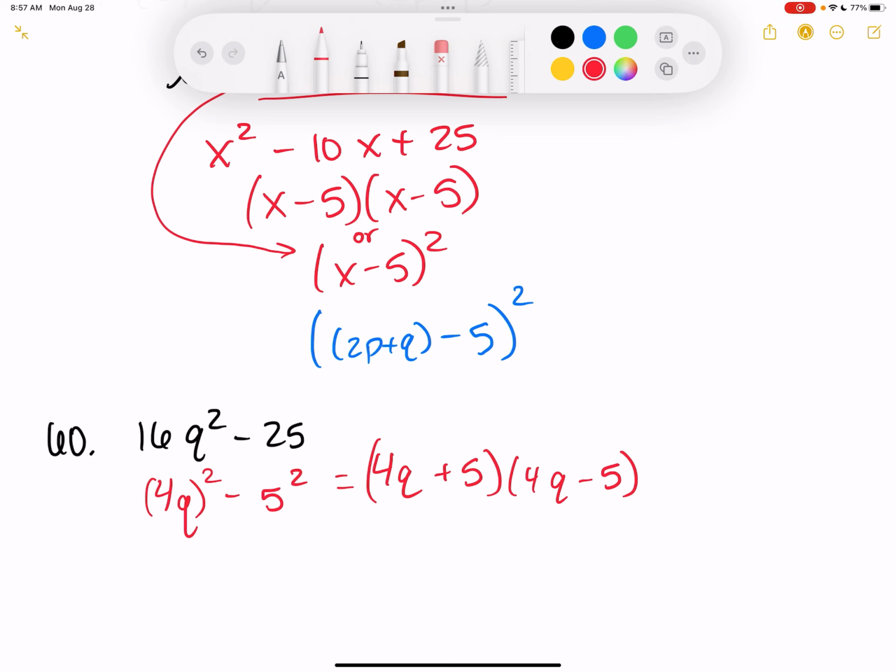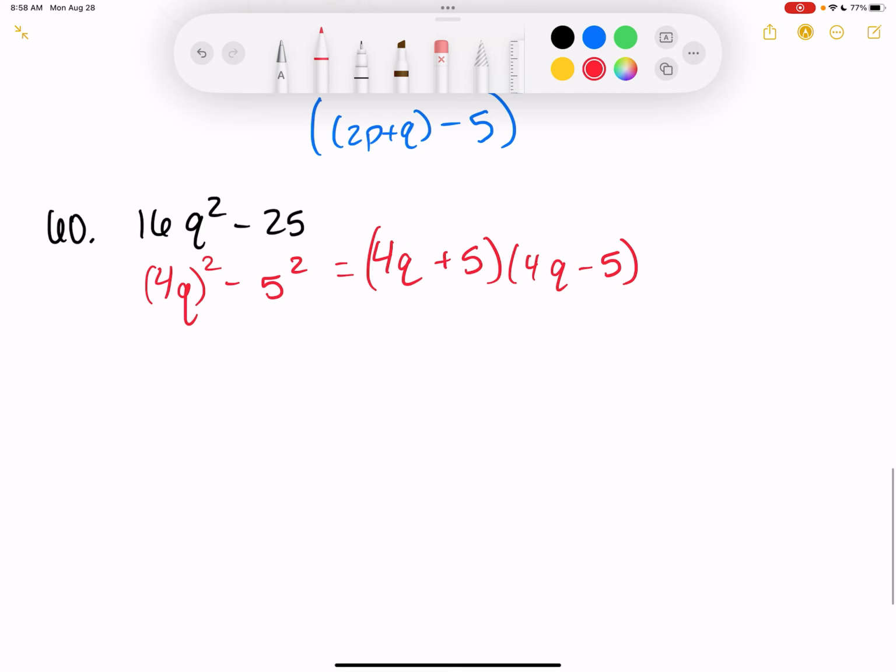Are there really not perfect square trinomial ones in here? Maybe we're not doing perfect square trinomial. I don't even see one at the moment.